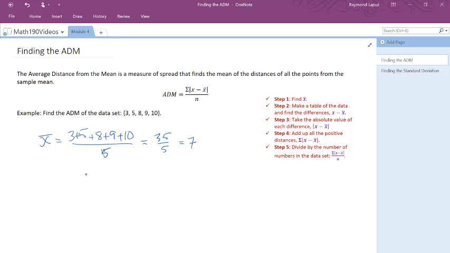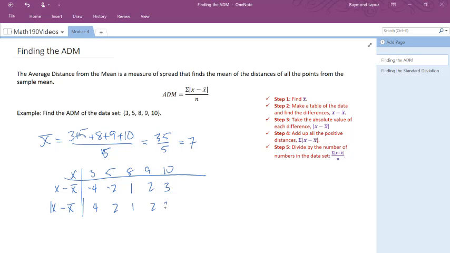Now we want to make a table and find differences between these points, the 3, 5, 8, 9, and 10, and 7. So we need to subtract 3 minus 7, 5 minus 7, etc. And then we want to take the absolute value of each, which is really just making them positive. So we complete our table by taking the absolute value, and then we get all positive numbers.